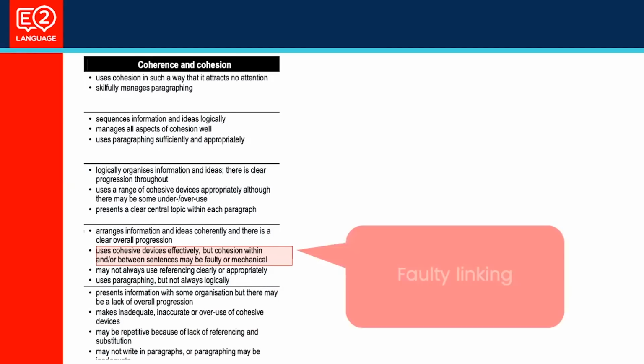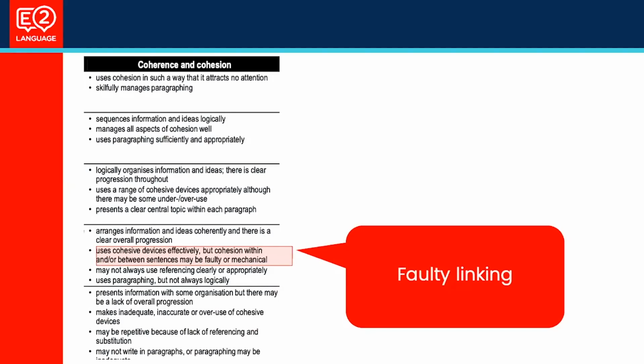Down here at band 6, it says uses cohesive devices effectively, but cohesion, linking, within and or between sentences may be faulty or mechanical. Faulty linking. Remember that problem with the word although? That is a band 6 problem. Band 7 doesn't mention anything about faulty linkers. So when you're using a linking word, make sure it's correct.